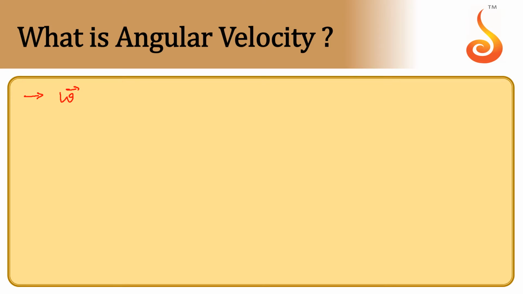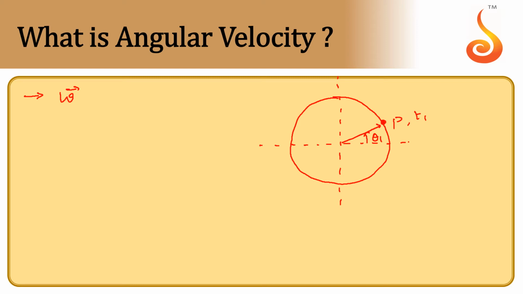That means if we take a circular motion, let us take a circular path. For reference, I am taking a reference line. If initially a particle is located at a point P, which is at an angular position of theta 1, let the time be t1 at that time, and after a time, if the particle comes to Q, let the time be t2. So the angular position of the particle will be theta 2.